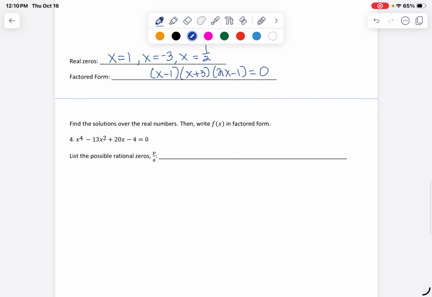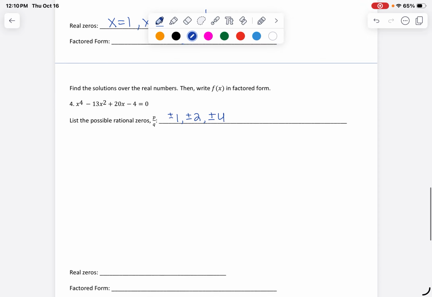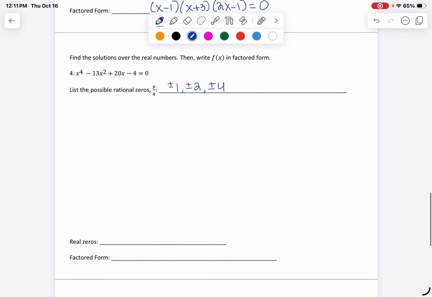Okay, so factors of p are plus or minus 1, plus or minus 2, and plus or minus 4. Factors of 1 are plus or minus 1. So there is my p over q list. I'm going to write down my coefficients. A cubic is missing, so I have 0 x cubes. So we have 1, 0, -13, 20, and -4. My -4 disappeared.